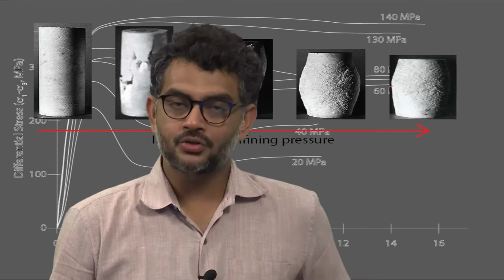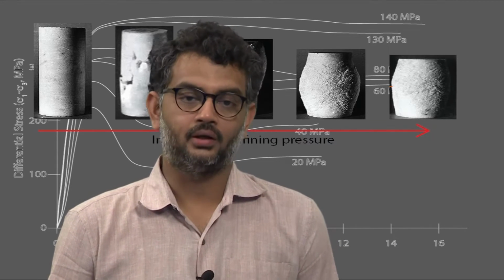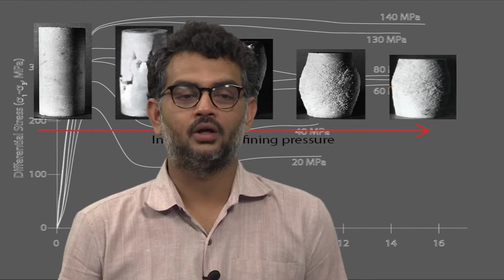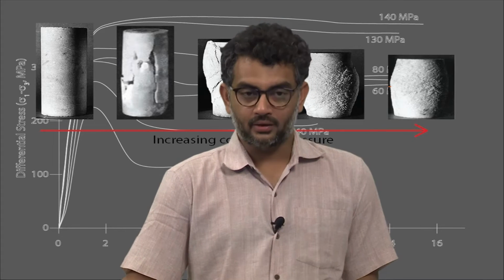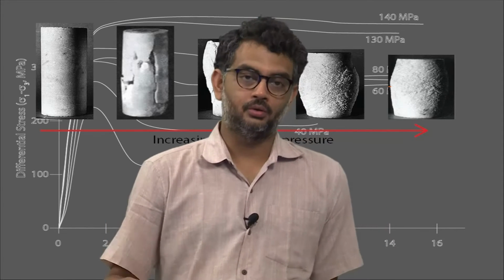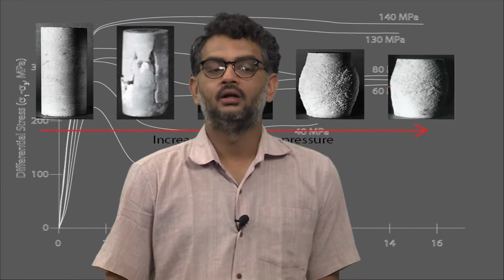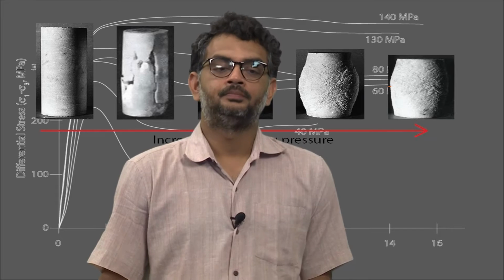Now, we will cover mostly 4 different important parameters. One is pressure, and then the second one is temperature. After that, we will look at the pore pressure and strain rate. So, these 4 parameters and their influence in governing the strength and flow of rocks. Now, we know that pressure and temperature do increase as we go deeper into the earth.